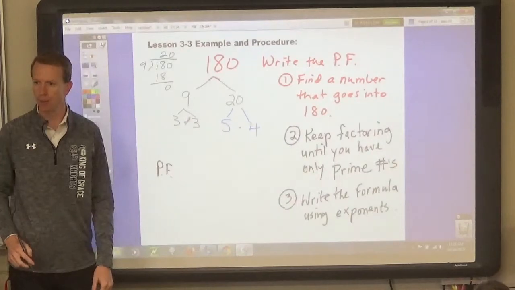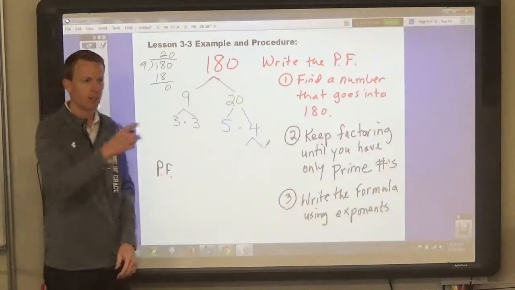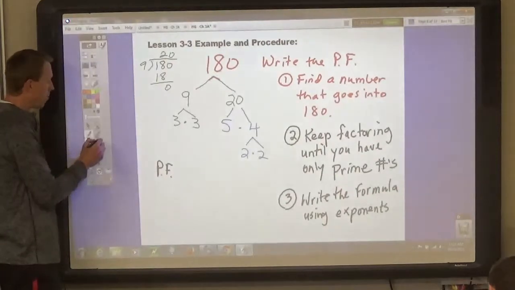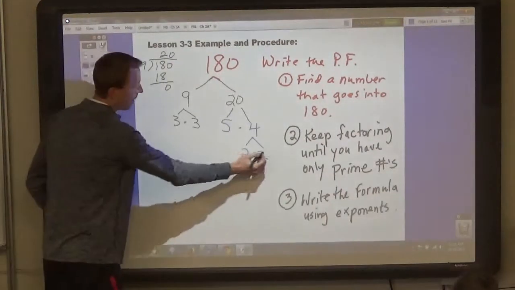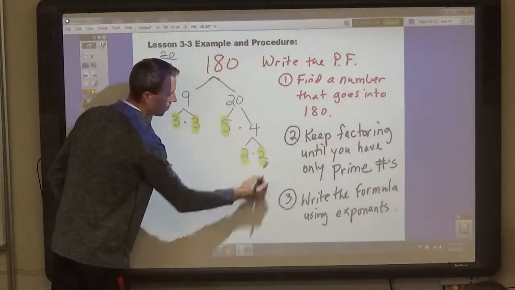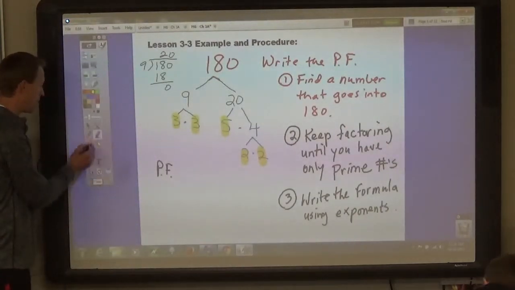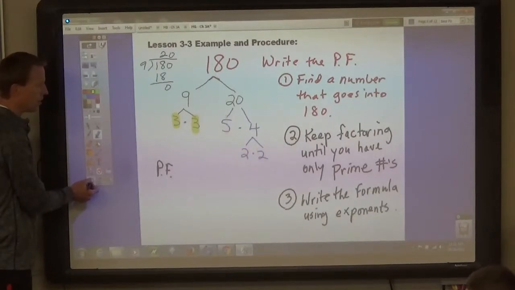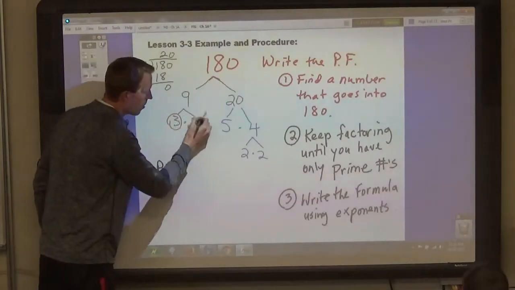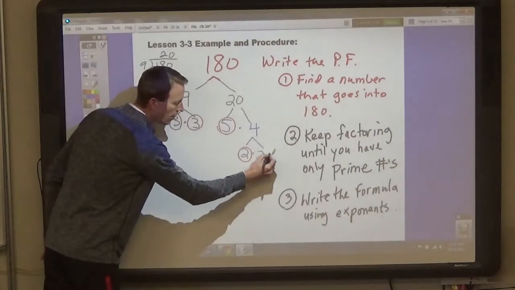Now, are all of these prime numbers? No. Which one is not prime? 4. So we have to make 4 with what? 2. 2 times 2, right? Now, all of the numbers around the outside are prime numbers. Those are the ones we're going to use. Instead of highlighting them, since you won't be able to highlight them when you're doing this, I want you to circle the prime numbers. 3, 3, 5, 2, and 2.